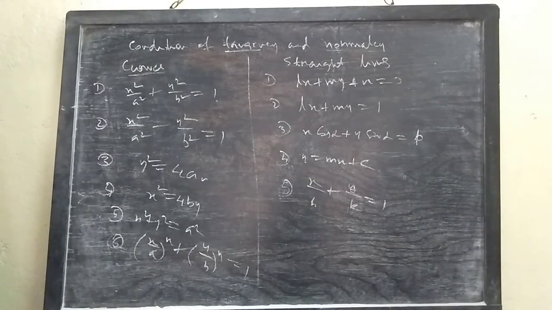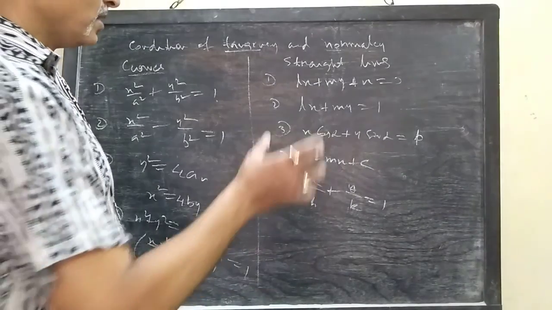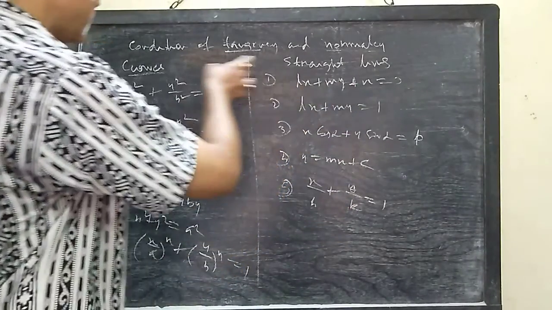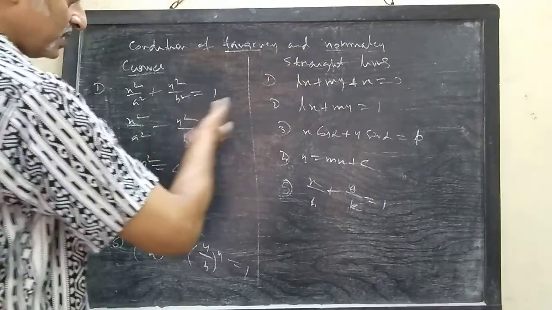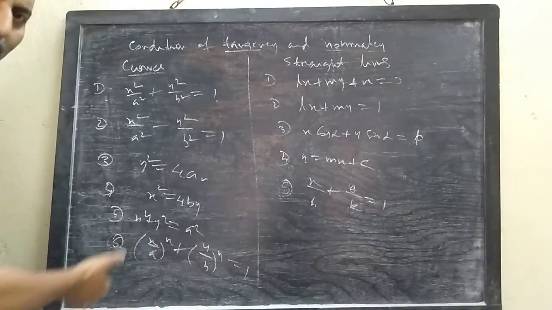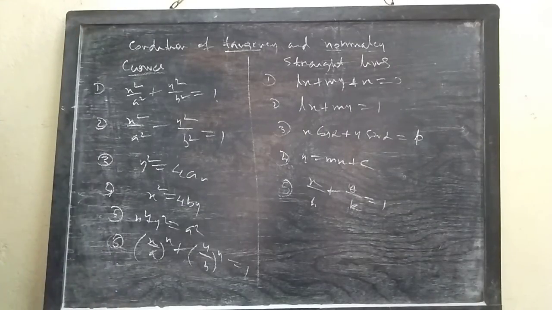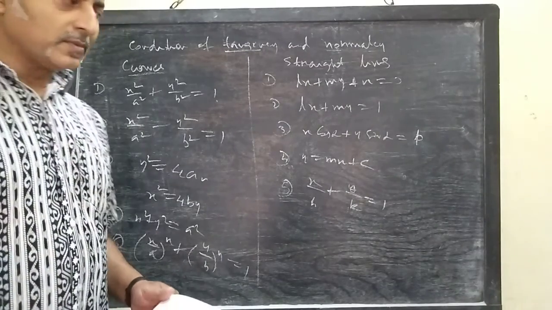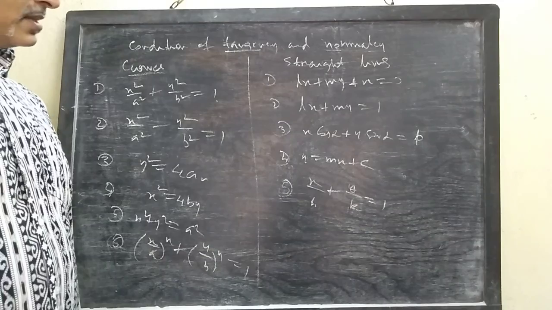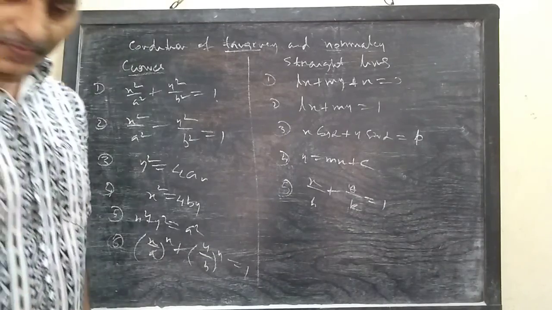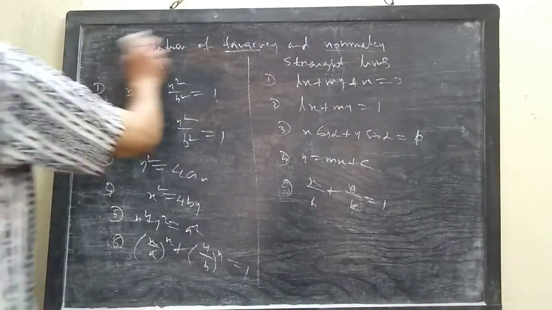And you are asked to show under which condition this line will be tangent to this curve, or this line will be normal to this curve. This type of problem is formulated in this section. So we will do a few problems as examples, and the rest of the problems you have to do on your own.